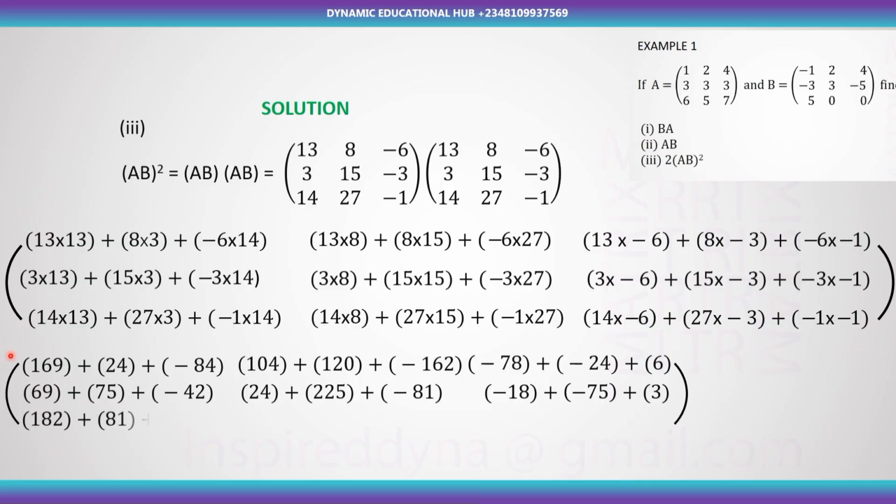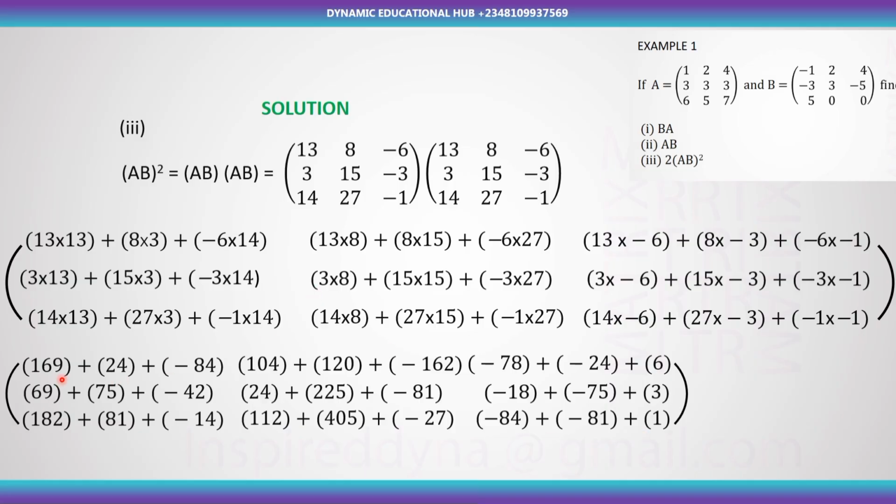Lastly, we have 14 times 13, 182, plus 27 times 3, 81, plus minus 1 times 14, that gives us minus 14. 14 times 8, 112, plus 27 times 15, 405, plus minus 1 times 27, minus 27. Then lastly, we move to this. 14 times minus 6, minus 84, plus 27 times minus 3, minus 81, minus 1 times minus 1, that gives us 1.